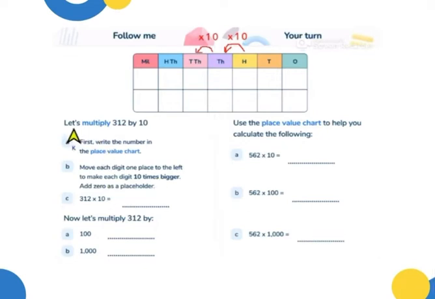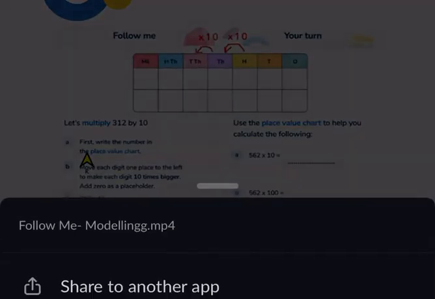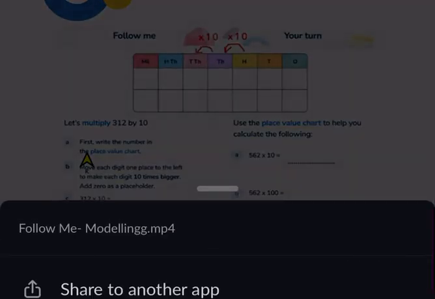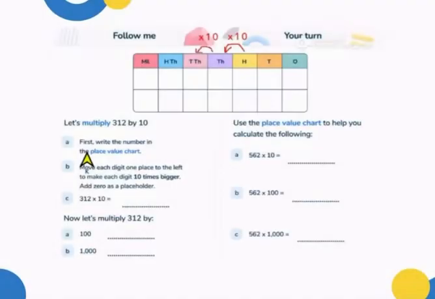Now, our first question tells us, let's multiply 312 by 10. And they've given us how to solve this in steps. So our first step is write the number in the place value chart. So I have my place value chart and I'm first going to write down my number. So I know my digit 3 is in the hundreds, my 1 is in my tens, and my 2 is in my ones place. So I've done that as the first step.